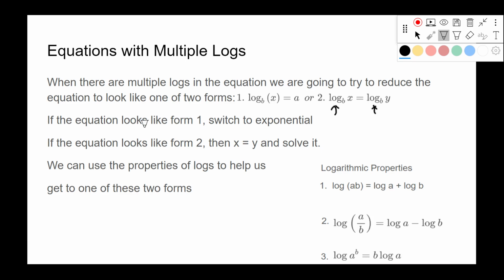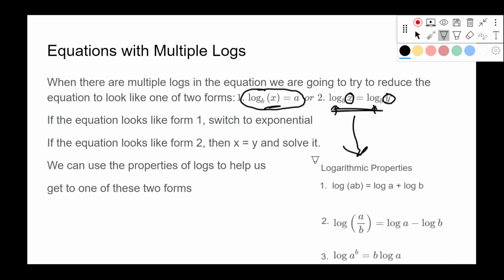So, if the equation we get looks like this form, well, that's what we just did. We switch to exponential and we go solve it. One log. If we end up with logs on both sides, then the arguments of the logs have to be equal and we can solve it. All right? To get equations in one of these two forms, we can use the log properties that we learned to help us. Okay? We're going to be condensing logs, going from right to left, making them smaller so that we can work with them.